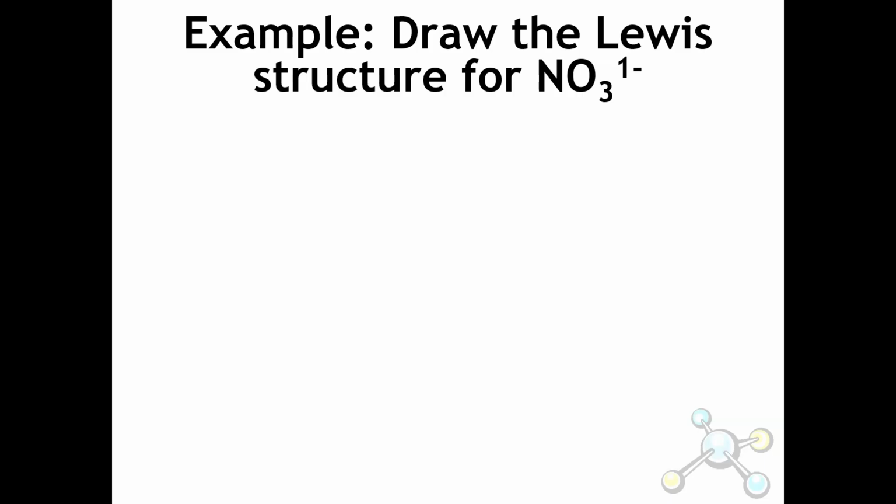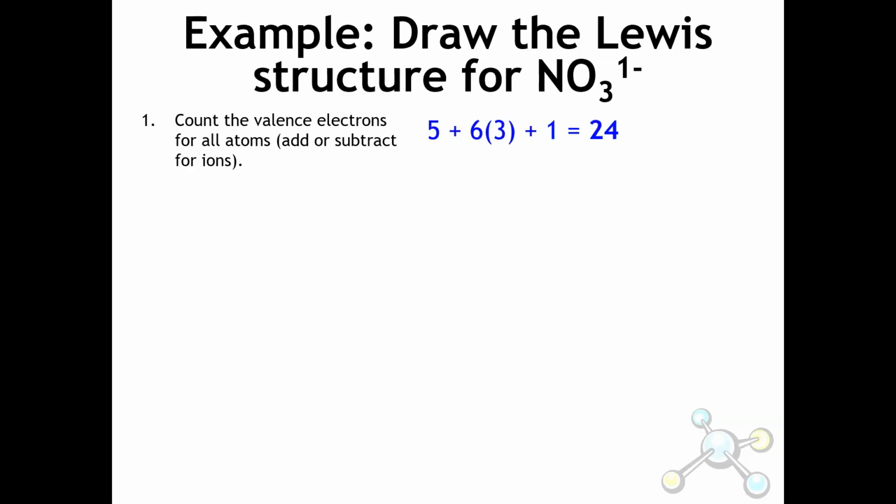Let's try drawing one for a polyatomic ion. So we've got the nitrate ion here. Again, we're going to count up those valence electrons, but this is a little different because besides factoring in the atoms and those valence electrons, notice that I added an electron, and that's important because that's what that -1 charge means on the nitrate ion. So you want to make sure that you add that extra electron.